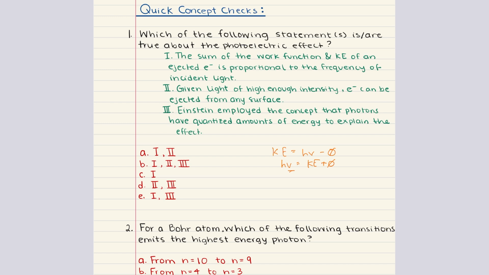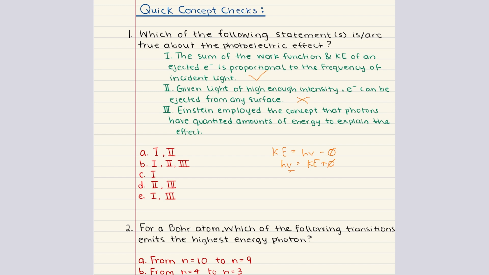Statement 2 says, given light of high enough intensity, electrons can be ejected from any surface. This statement is false. The photoelectric effect depends on the frequency of the light, not its intensity. If the frequency is below the threshold frequency of the material, then no electrons are ejected regardless of the light's intensity. Intensity just affects the number of photons, but not whether ejection occurs. So again, intensity affects the number of photons and thus the number of electrons ejected, but not whether ejection occurs. So statement 1 is true, statement 2 is false.